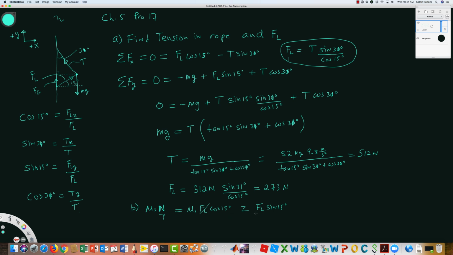Now notice that FL is just going to cancel right out of that, and I do get an equation for the minimum, which is going to be when this is equal, right? Not greater than or equal, but just equal, but I'll write that down in a second. Sine 15 degrees over cosine of 15 degrees. Okay, and so the minimum is mu s equals sine 15 degrees over cosine 15 degrees, which of course is just the tangent of 15 degrees, which is just 0.268 to 3 sig figs, right?